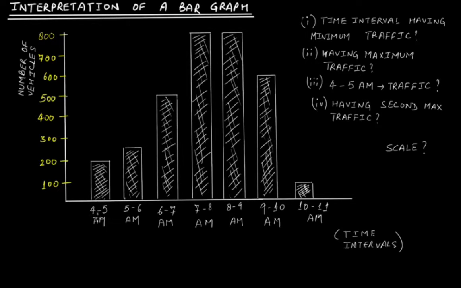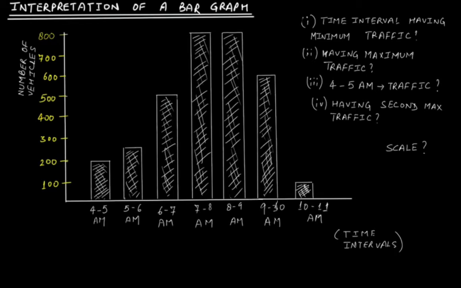The time intervals start from between 4 to 5 am, then 5 to 6 am, then 6 to 7, 7 to 8, 8 to 9, 9 to 10, and 10 to 11 am. So these are the time intervals that have been plotted on the horizontal line. On the vertical line, we have number of vehicles starting from 100, then 200, then all the way up to 800. So these are the numbers that are representing number of vehicles.